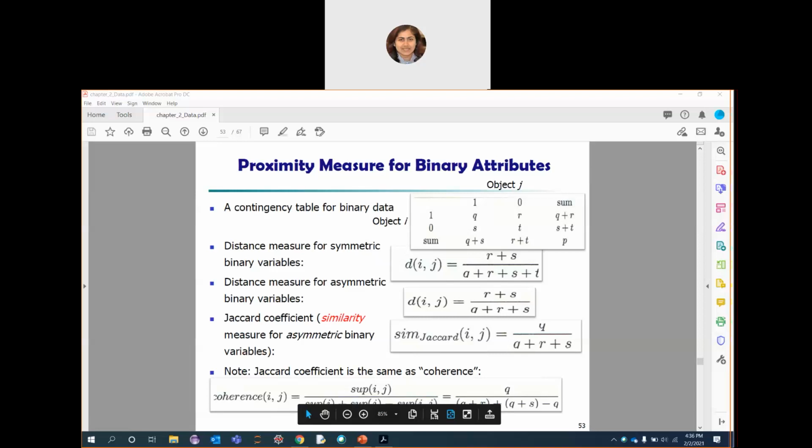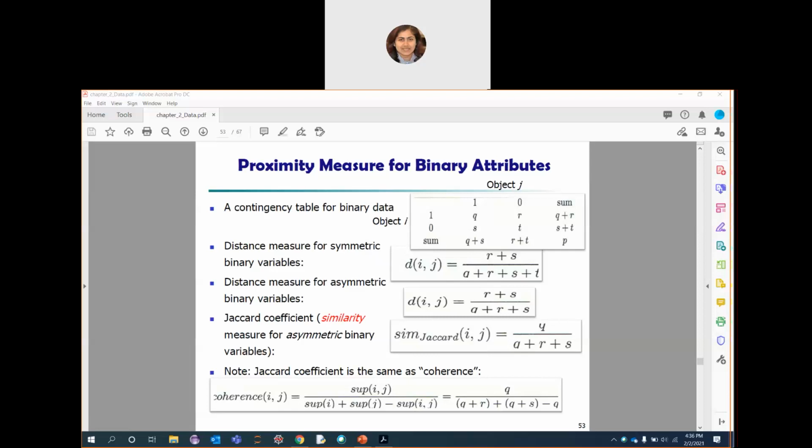Now, that was nominal. Next, let's move over to binary attributes. What is a binary attribute? It can have only two states, that is 0 and 1. 0 means the attribute is absent, and 1 means it is present. You can refer to the binary attribute slide.